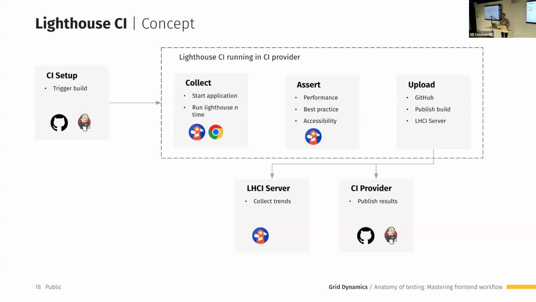Conceptually, this will look the following way. You set up your CI to build and start the application. Then we collect results by running the Lighthouse audit. We assert applicable metrics that we need. We don't have to always do all four, but why not? And after all, we upload the results to our CI provider. And doing that, we can have Lighthouse report available alongside every PR, not like running this once a month.